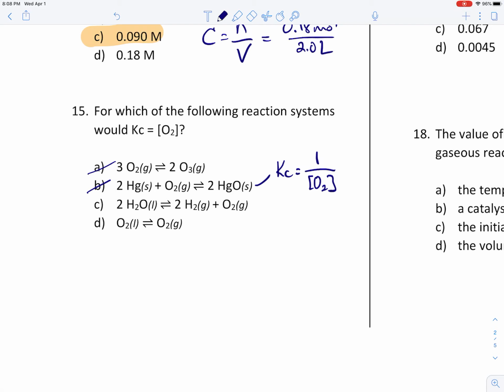Choice C, the water reactant is a liquid, so we would omit it from the Kc expression, so this Kc expression has no denominator. But on the right, the hydrogen and oxygen are gases, so we'll get hydrogen and oxygen in the Kc expression, so C is not the answer. That leaves us with D, and D has to be the answer. If you look at it, the oxygen gas is on the right-hand side as a product, while oxygen liquid is a reactant. Liquids are omitted, so for this, the Kc would equal the product, oxygen, over 1, or just oxygen's concentration, which is what we were looking for.